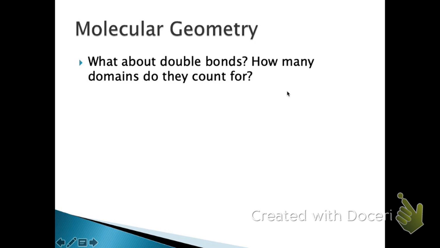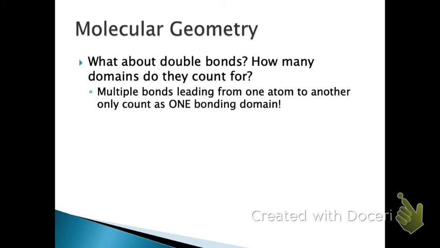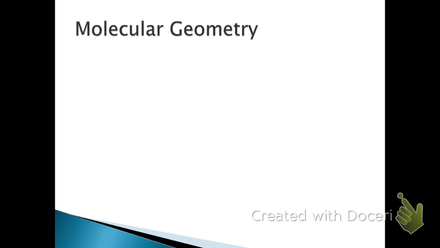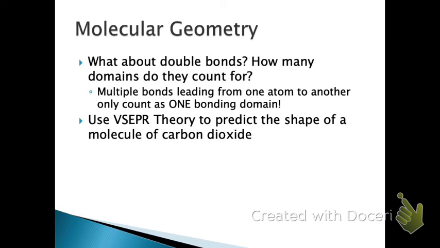Okay. What about double bonds? How many domains do they count for? Anytime you have a multiple bond leading from the central atom out, it still only counts as 1 domain. We talked about that a little bit before. So if you've got a double bond, it still only is counted as 1 domain. Okay? So let's look at a molecule of carbon dioxide, CO2. CO2 gives us 4. So I need 16 electrons.